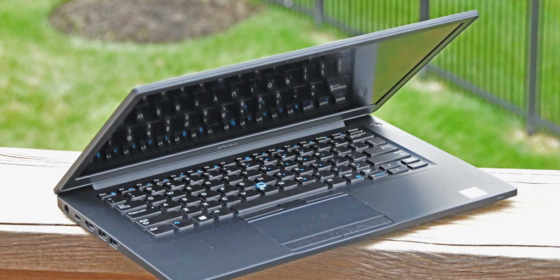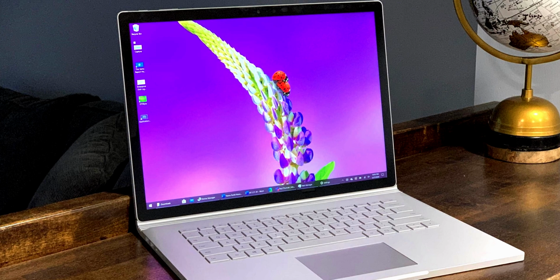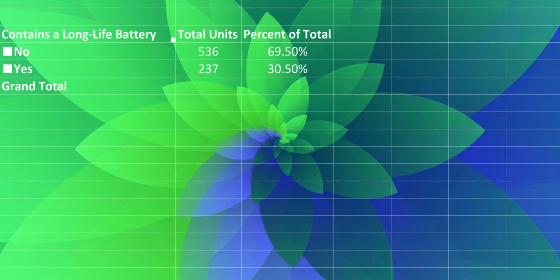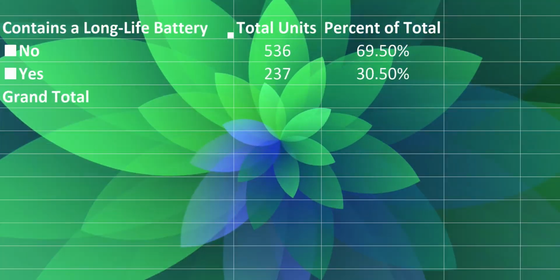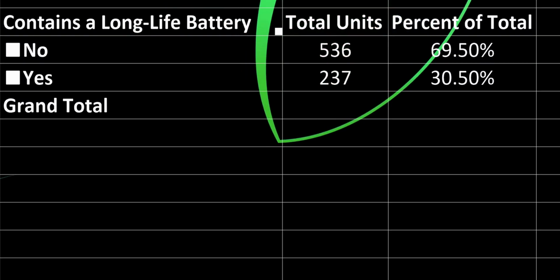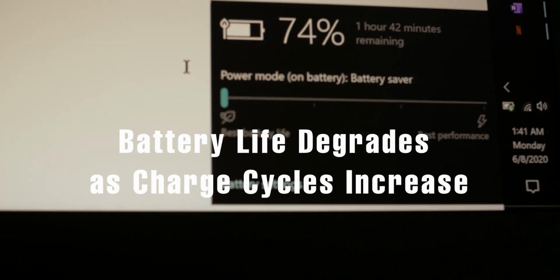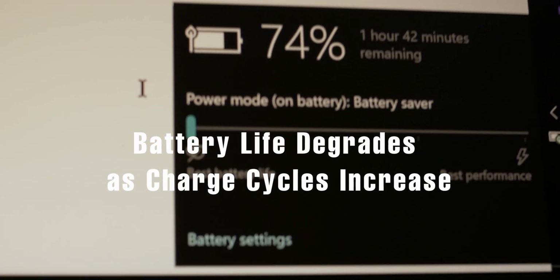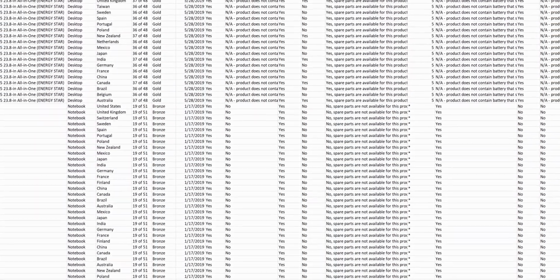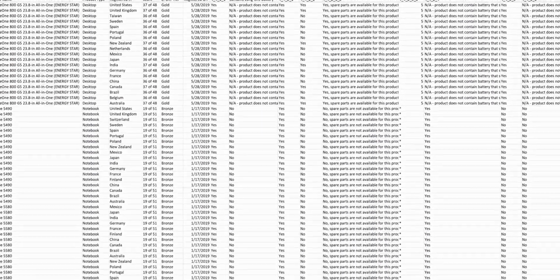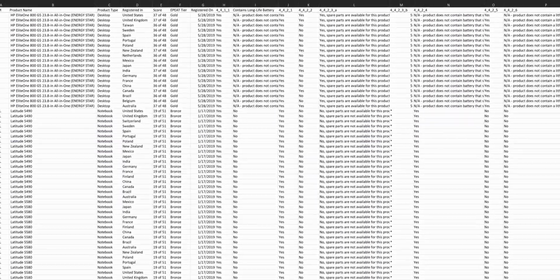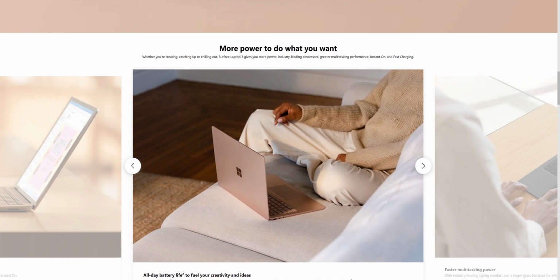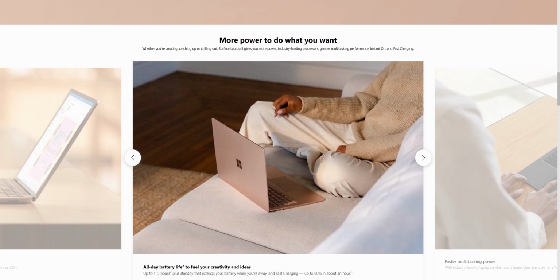Out of the several thousand product variations sold everywhere the EPA is available, 2 out of every 3 products didn't have an LCL, or long calendar life, battery. This means their battery lasts just 300 to 500 charge cycles before their capacity significantly degrades. I'll leave a link to the spreadsheet I formatted to show the specific models that do and don't have longer lasting batteries, since most companies don't list this prominently on their website.